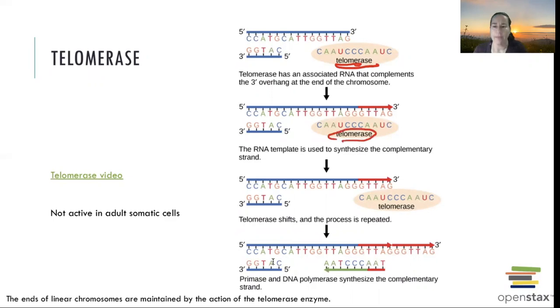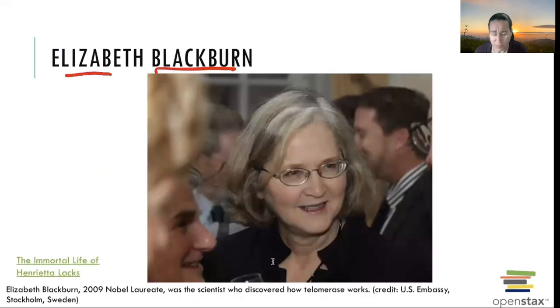And so this way, the cell can keep copying and copying itself. It's not going to lose those pieces. It's not going to lose the telomeres at the end every time it copies itself, because telomerase comes along and sticks them back on. So it's basically unlimited cell growth using telomerase. And that was discovered by Elizabeth Blackburn. She discovered what telomerase actually does.